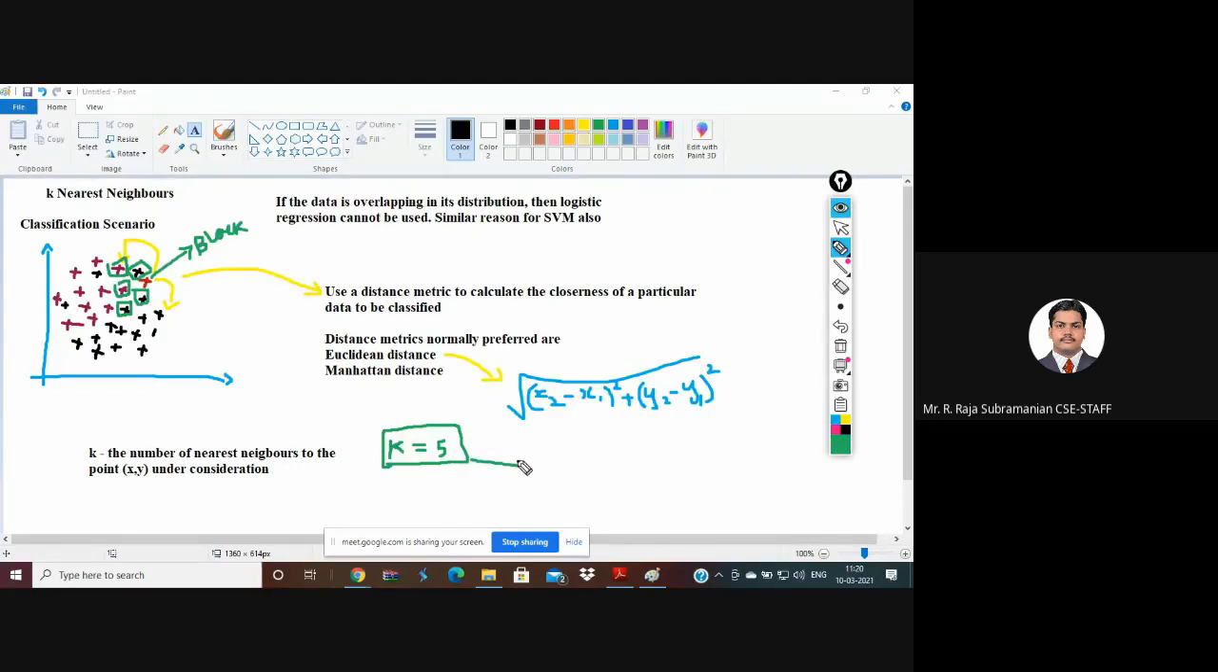Only one thing we say about this is that the k value should always be odd. It should always be odd. Why? Because if it is even, for example if k is equal to 4 and 2 points are supporting category 1 and 2 points are supporting category 2, then there will be a tie. So always the k value will be an odd number, right? This is not the case with other clustering algorithms, in k means clustering we don't say that. But in k nearest neighbor, we require the k value always to be an odd number.